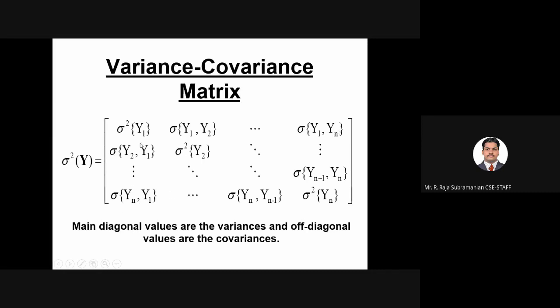Now another thing is, this matrix is also symmetric. The values you obtain on top you will obtain on the bottom also. So it is symmetric. Y2 to y1 and y1 to y2 are symmetric, and you can estimate any one of the two.